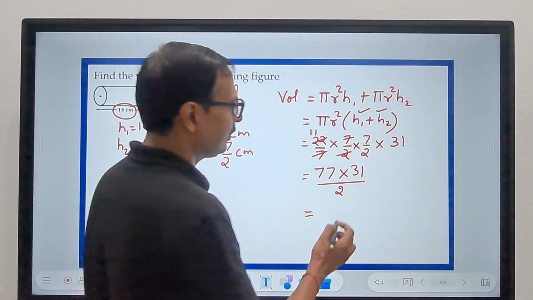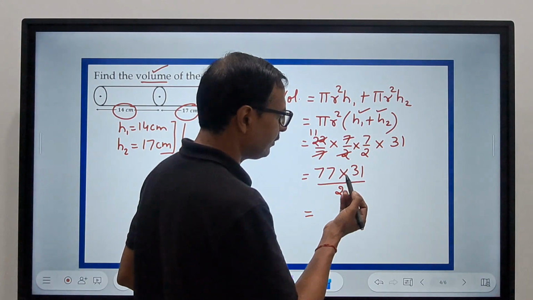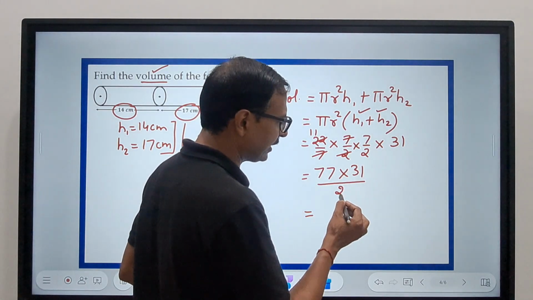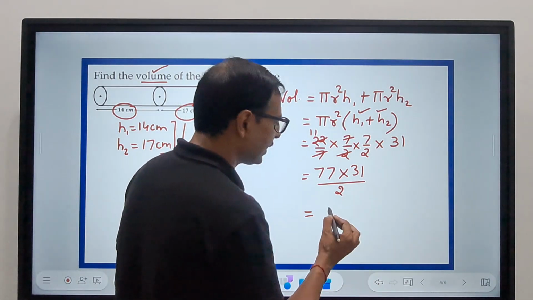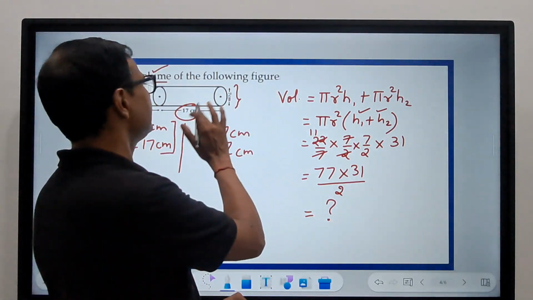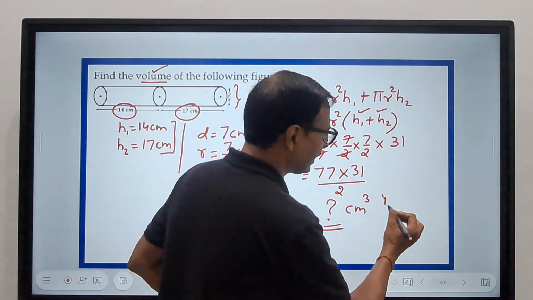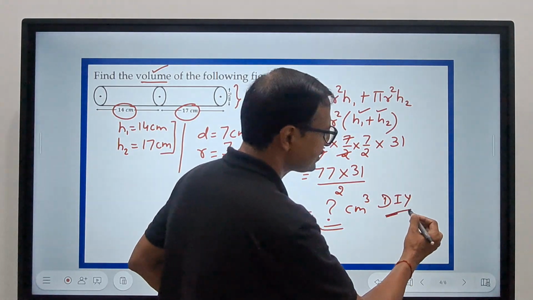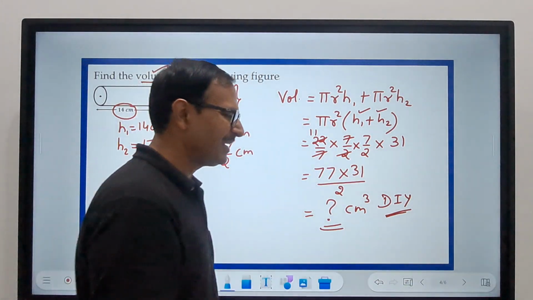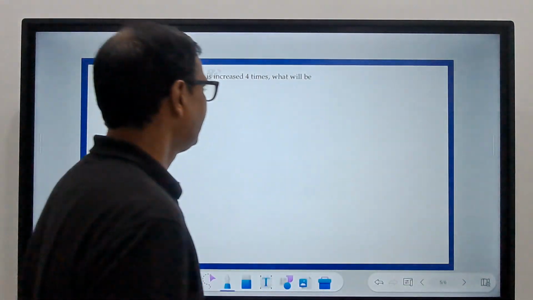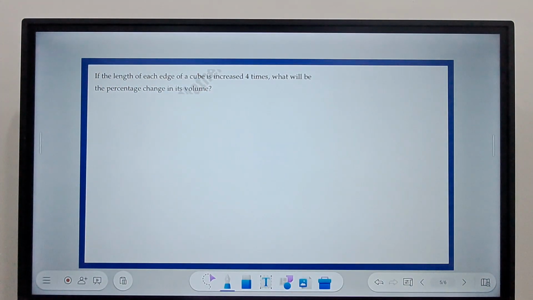You can tell me, if you multiply these two and take half of that, that means divide it by 2, what answer will you get in centimeter cubes? So this is a DIY calculation for you. You can post your comments in the comment box here. Let's see the final question for this video.